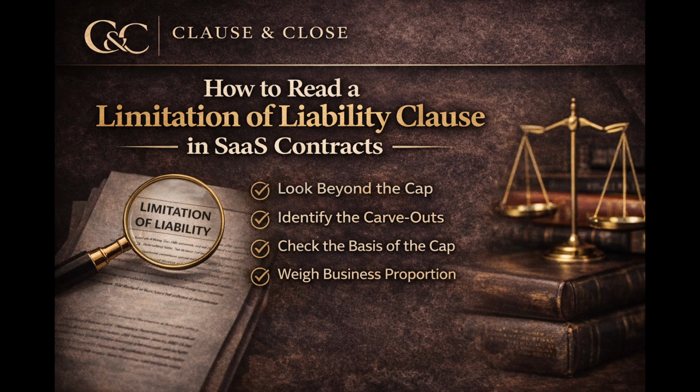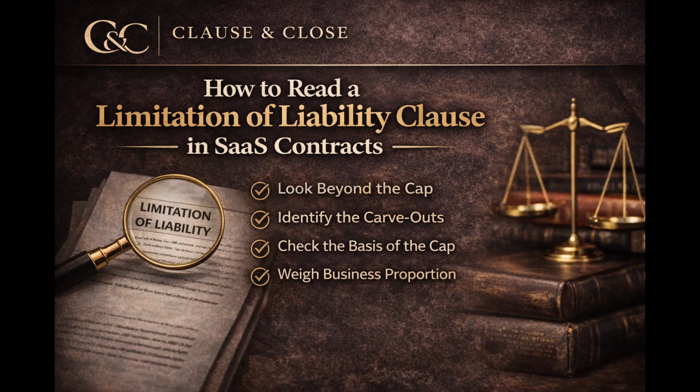Without it, the company may be exposed to damages that are completely disproportionate to the value of the deal. So, when I read this clause, I do not just ask, what is the cap? I ask a broader set of questions. What is capped? What is excluded? What sits outside the cap? Is the clause symmetrical? And does the overall structure match the commercial reality of the deal? That is the correct lens.